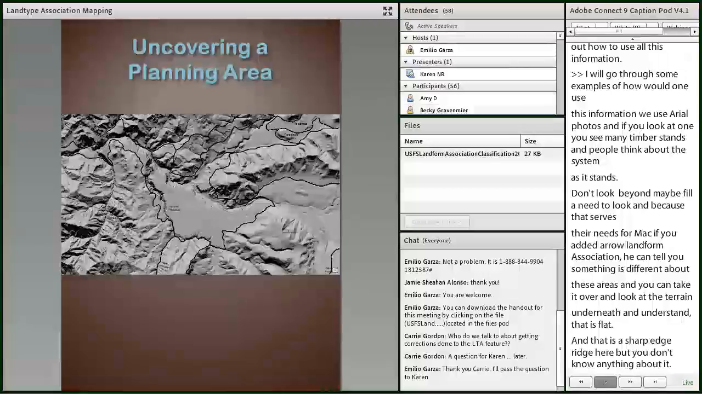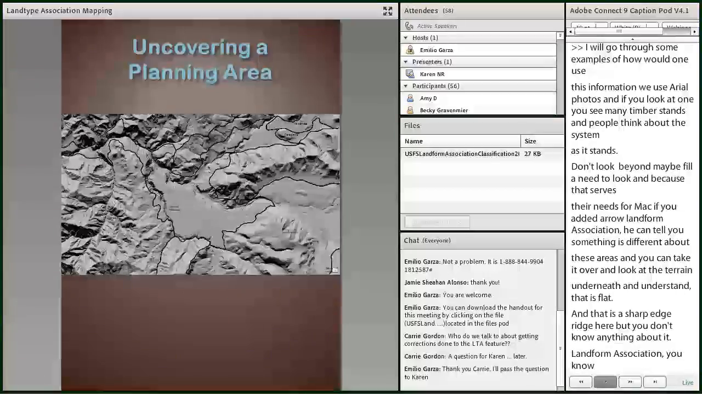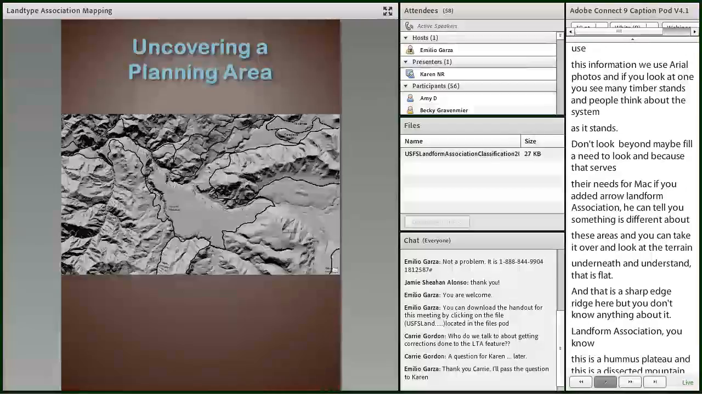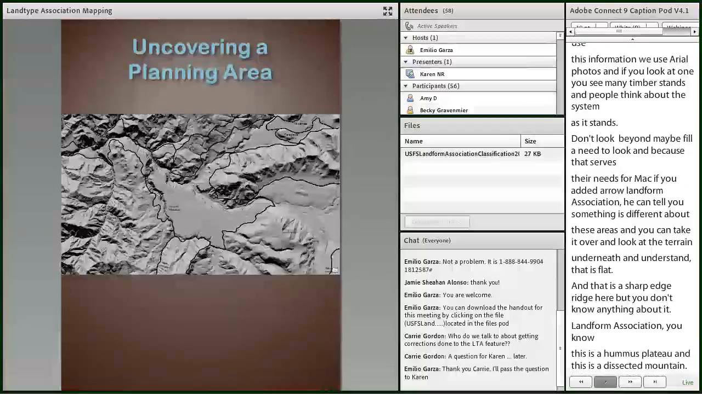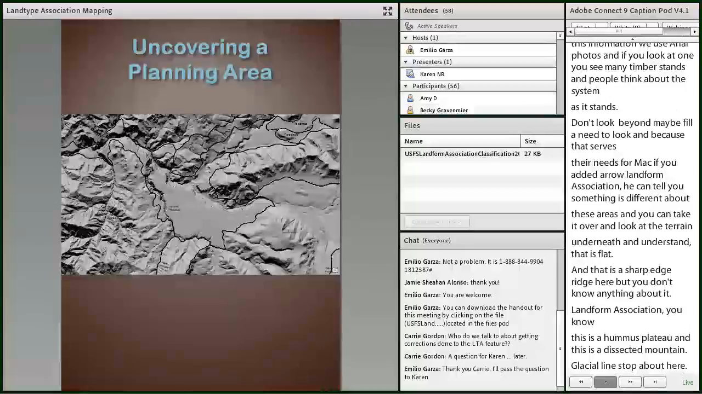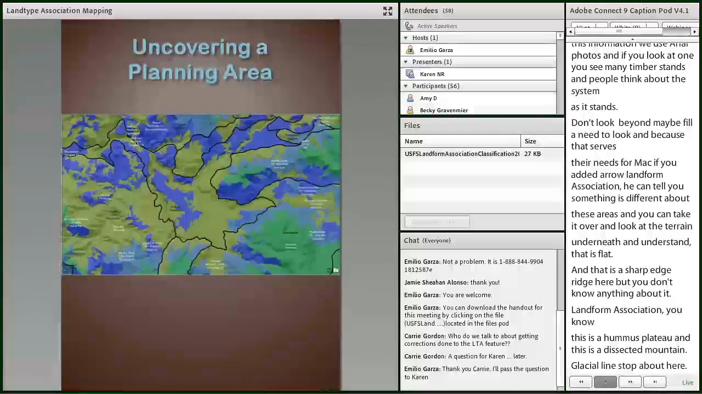Your glacial line stops about right here. So below that, you're not glaciated. Above that, you are. Here's some ice cap land, glaciated ridges up here. And so this gives you more of a sense of what's going on with this landscape and how it differs. How is it sensitive or resilient, and how can I manage it?